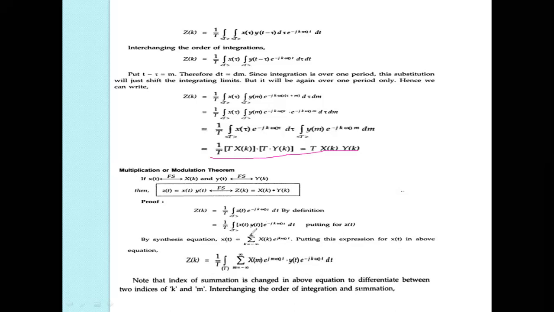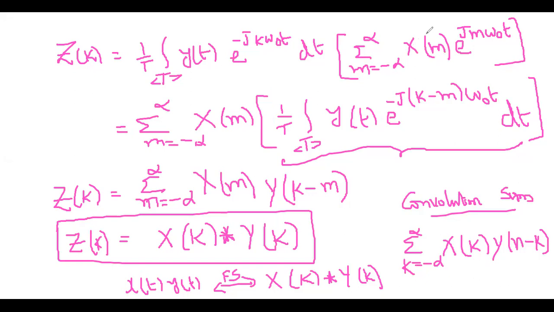So x of t is substituted as the sum of m equal to minus infinity to infinity of x of m e power j m omega naught t. So directly we take k as m, as I explained previously. The sum of m equal to minus infinity to infinity of x of m e power j m omega naught t, instead of k. They replace it with m as a variable.